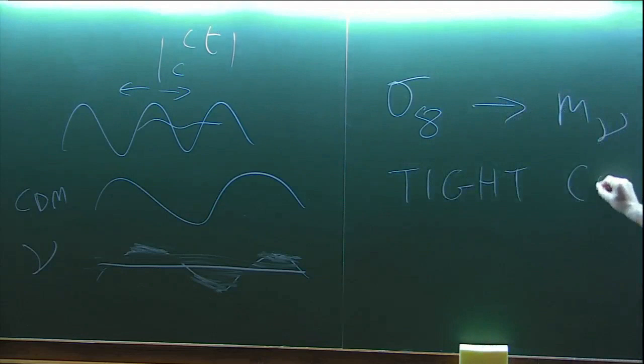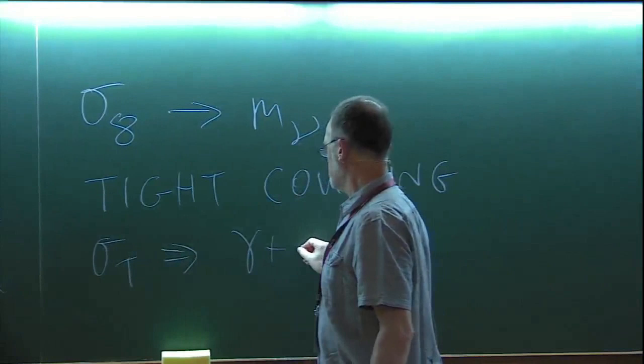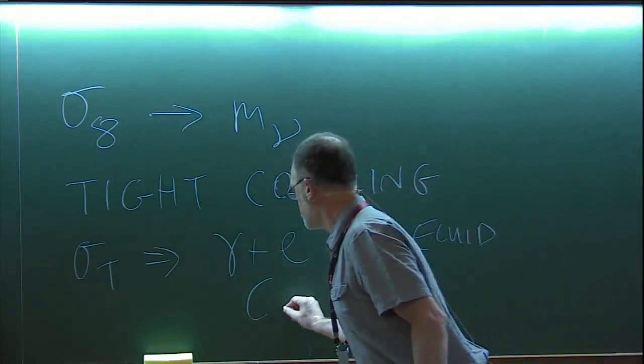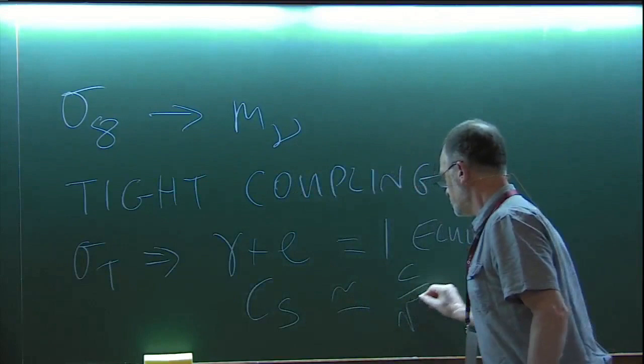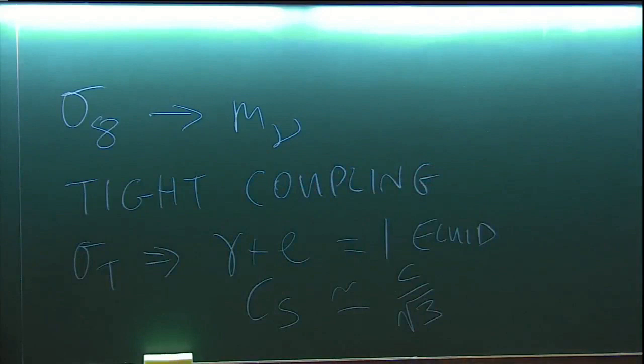So let's emphasize that a lot of this phenomenology can be understood in the limit of what's called tight coupling, which means that Thomson scattering implies that photons and electrons are a single fluid. And that fluid is just characterized by some speed of sound. And for a lot of the time, that's roughly c on root 3. It only falls at late times as the universe cools. So for a long time, you have a radiation-dominated single fluid.